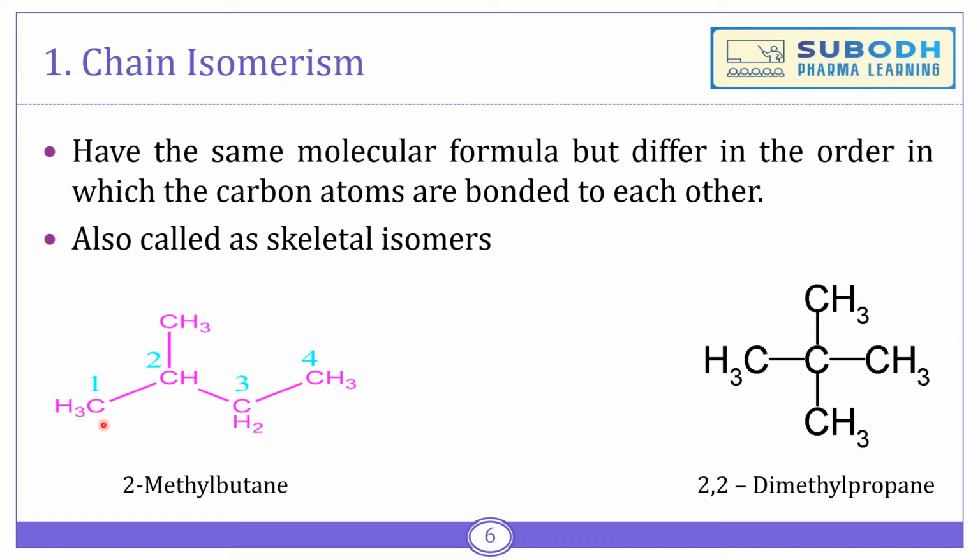4 atoms, that is 1, 2, 3 and 4. So it is named as butane and the methyl group is attached at the second carbon atom. So the IUPAC name of this compound is 2-methylbutane.